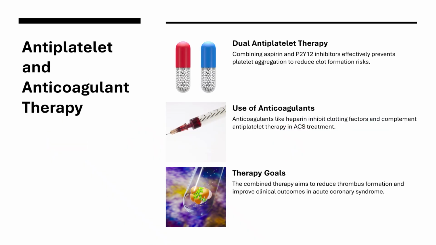Let's have anticoagulant therapy. Dual antiplatelet therapy combining aspirin and P2Y12 inhibitors effectively prevents platelet aggregation and reduces clot formation risk. Use of anticoagulants such as heparin inhibits clotting factors and complements antiplatelet therapy in ACS treatment. Therapy goals: the combined therapy aims to reduce thrombus formation and improve clinical outcomes in acute coronary syndrome.